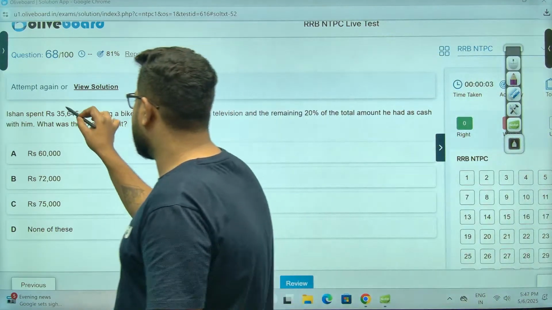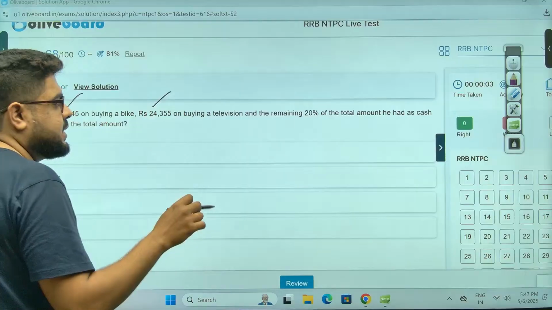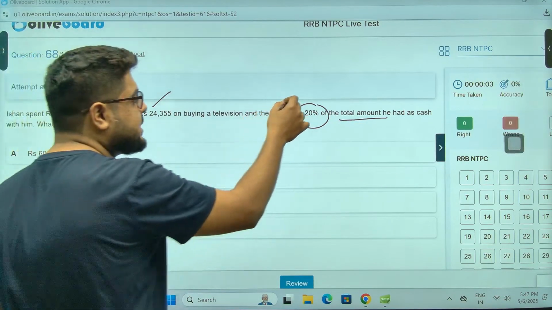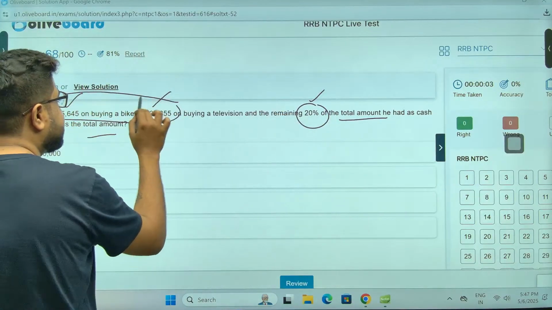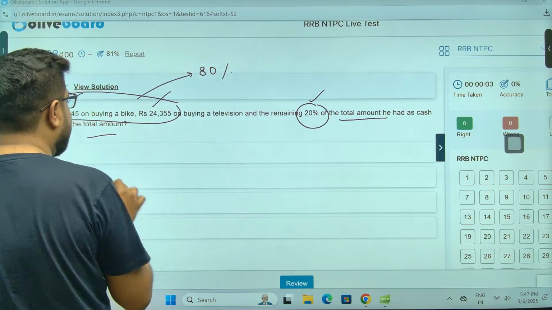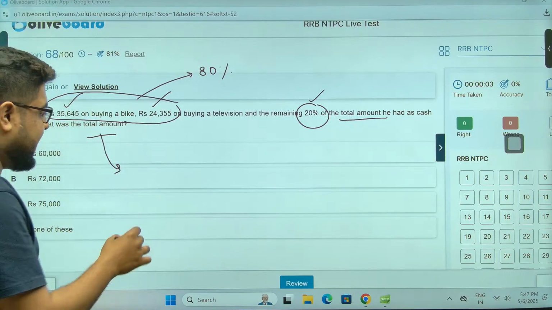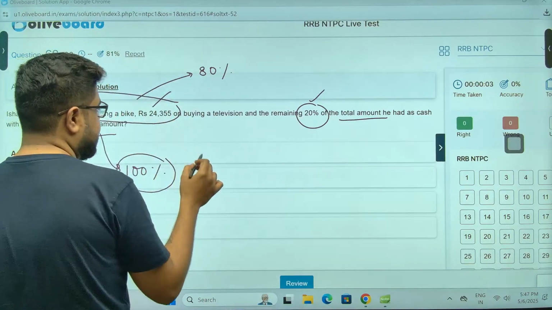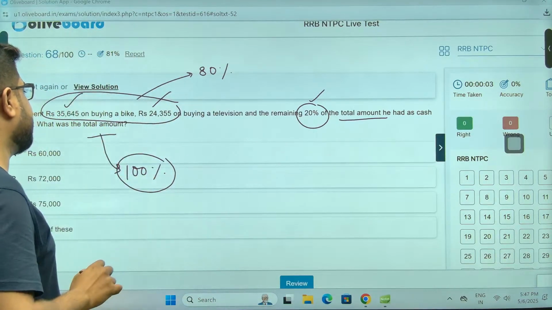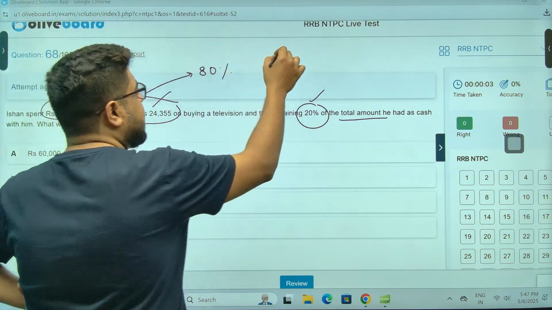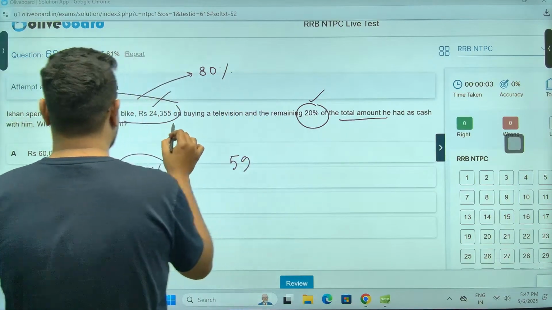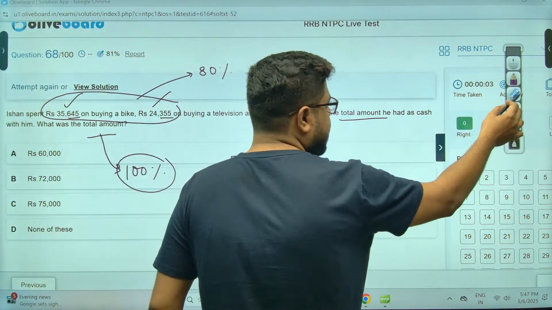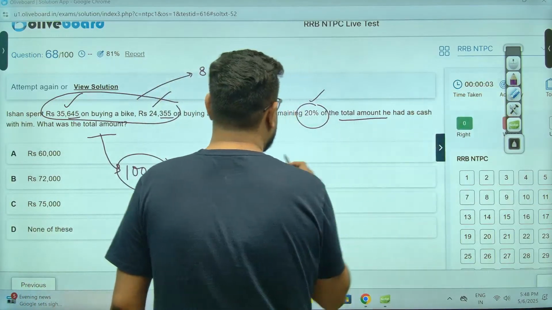Ishan spent this much buying a bike, this much buying a television. 20% of the remaining he had as cash. That's 20% remaining, so that means this whole amount is 80%, sir. I need the total amount, which means I need the value of 100%. 80% is this. So how much is it? 35 and 24, let's do. So that is 59,000 and 645. Array, this is 60,000. Very good value, sir. Addition is 60,000.